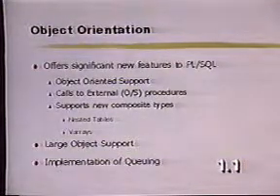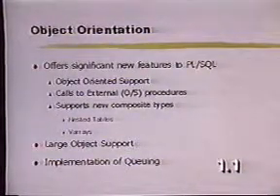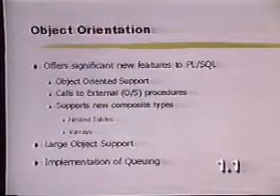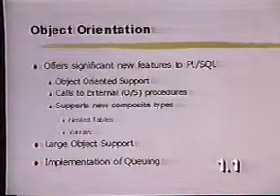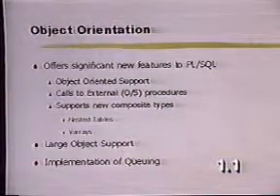Another big area of support is in the area of large object support, in particular what we call B-lobs and C-lobs. These will allow us to have data, raw binary data, of up to 4 gigabytes in size. In addition, you'll see that Oracle 8 provides us a very advanced queuing model built right into the database engine.